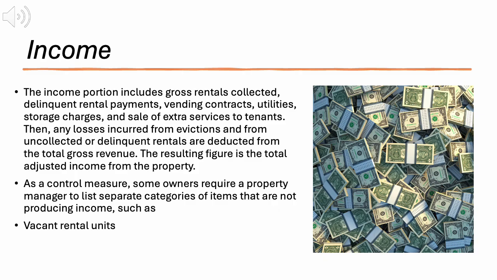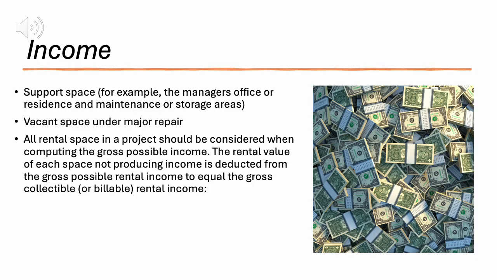As a control measure, some owners require a property manager to list separate categories of items that are not producing income, such as vacant rental units, support space, for example, the manager's office or residence and maintenance or storage areas, and vacant space under major repair. All rental space in a project should be considered when computing the gross possible income. The rental value of each space not producing income is deducted from the gross possible rental income to equal the gross collectible or billable rental income.